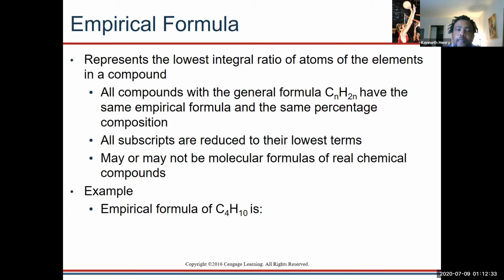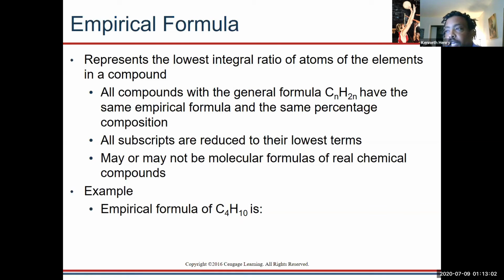So the best way of explaining empirical formulas is the simplest relationships between the elements that are there. So you want to try to get the lowest whole number, integral number between each of the elements that are in a compound. Say, for instance, we have C4H10.